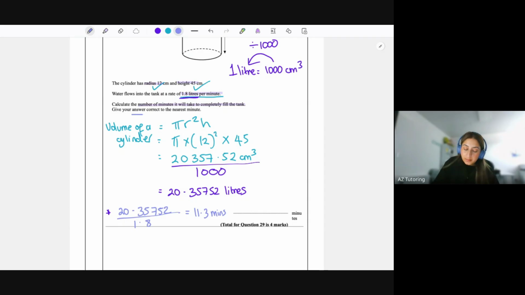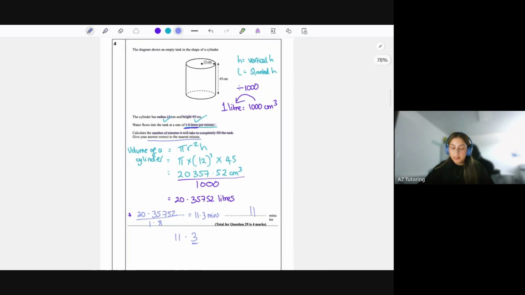And it says give your answer to the nearest minute. So 11.3 to the nearest minute, that is less than 5, so we're just going to round it down to 11 minutes. So that's the nearest whole minute. So that's that question, 11 minutes.